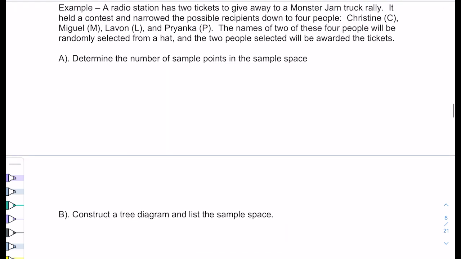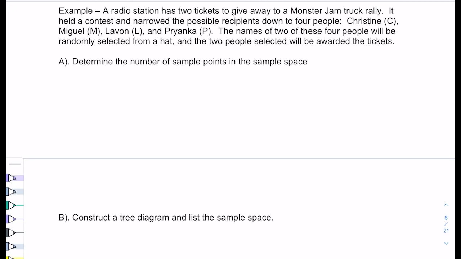Let's look at those same types of problems, but let's make tree diagrams to visualize. A radio station has 2 tickets to give away to a Monster Jam truck rally. It held a contest and narrowed the possible recipients down to 4 people: Christine, which will be the letter C, Miguel, M, Lavan, L, and Priyanka, P. The names of 2 of these 4 people will be randomly selected from a hat, and the 2 people selected will be awarded the tickets. So first of all, determine the number of sample points in the sample space.